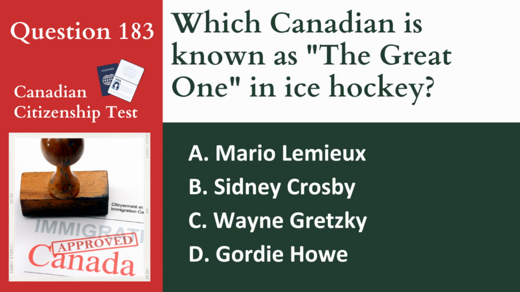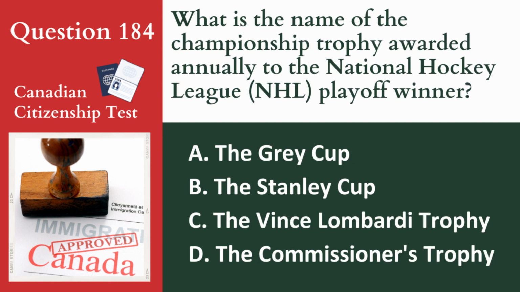Question 183. Which Canadian is known as the Great One in ice hockey? A. Mario Lemieux. B. Sidney Crosby. C. Wayne Gretzky. D. Gordie Howe. Answer: C. Wayne Gretzky. Wayne Gretzky is often referred to as the Great One and is considered one of the greatest hockey players of all time.